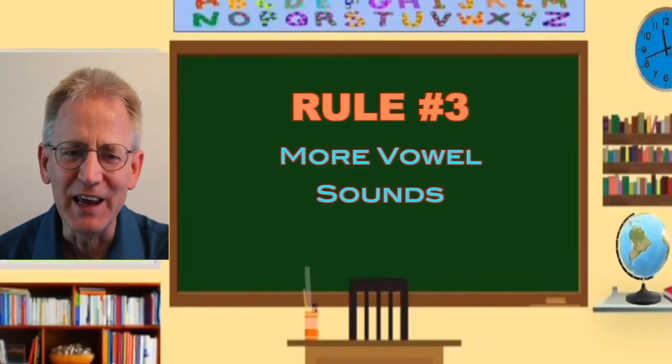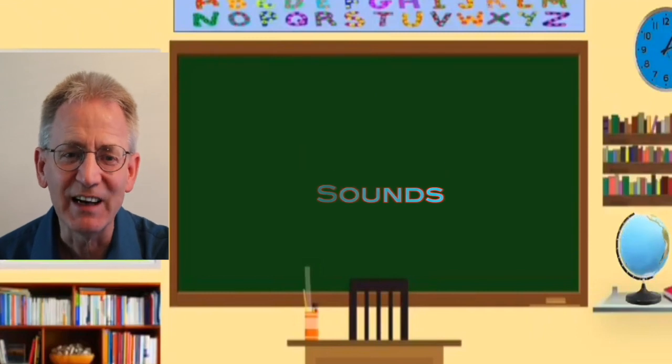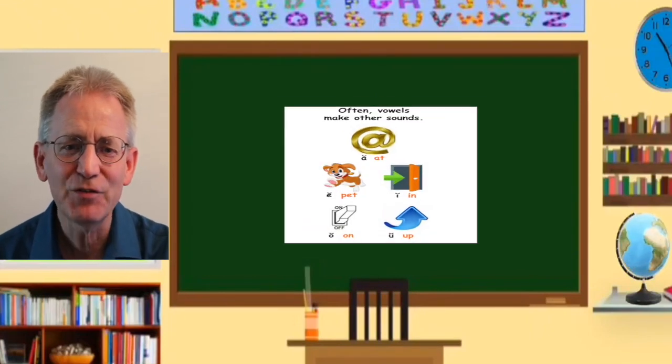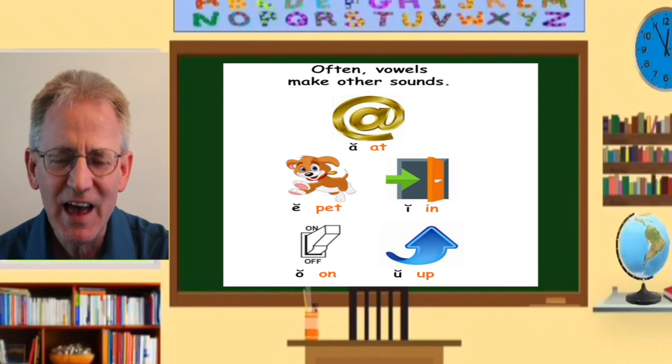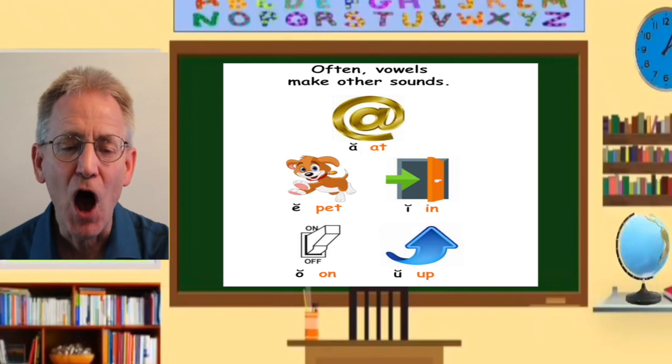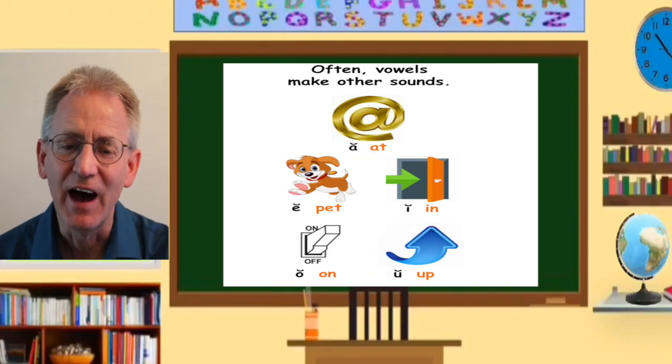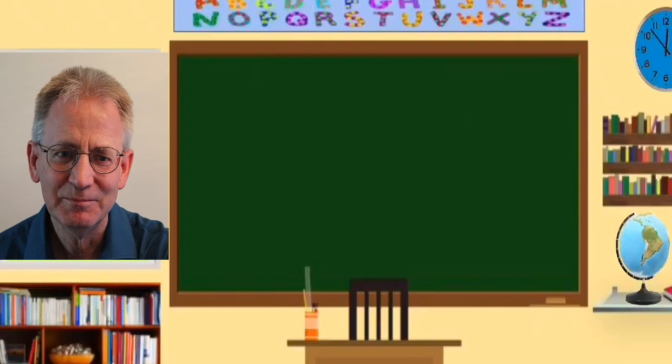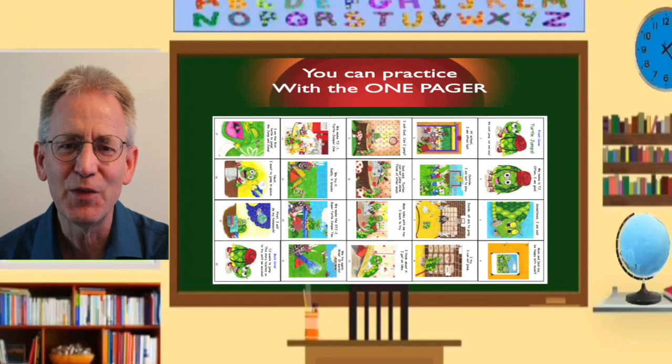Rule number 3, more vowel sounds. Often vowels make other sounds. A, at. E, pet. I, in. O, on. U, up. You can practice with the one pager.